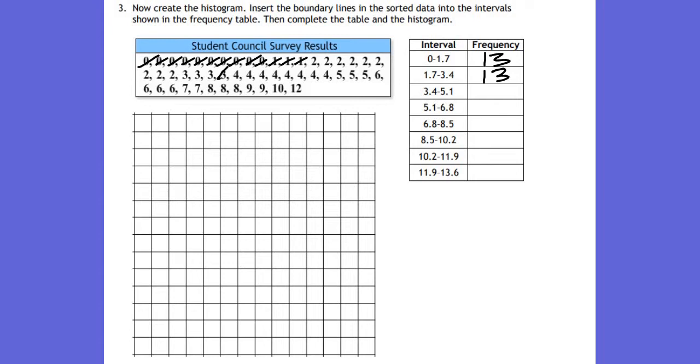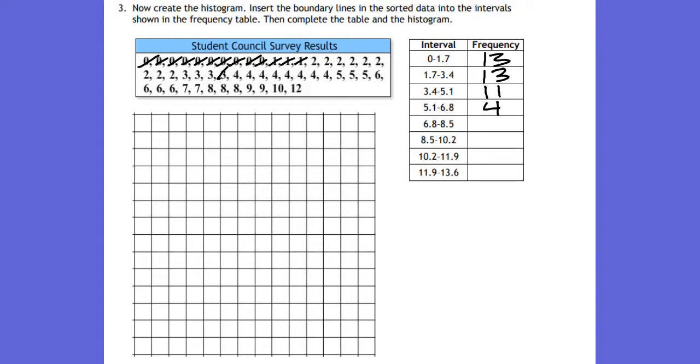3.4 to 5.1. Does 3 fall in between that? No. Does 4? Yes. And there's 8 4s. Does 5? Yes. And there's 3 5s, so that gives me 11 total. 5.1 to 6.8. Does 5 fall in that? No. 6? Yes. There's 4 6s. Does 7? No. So, what was it, 4?